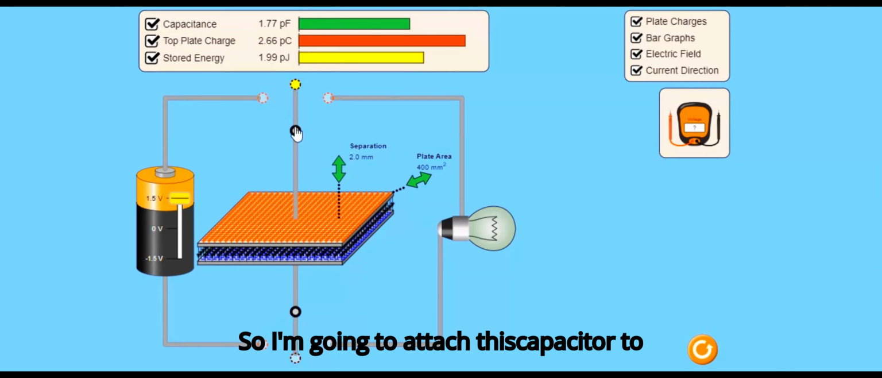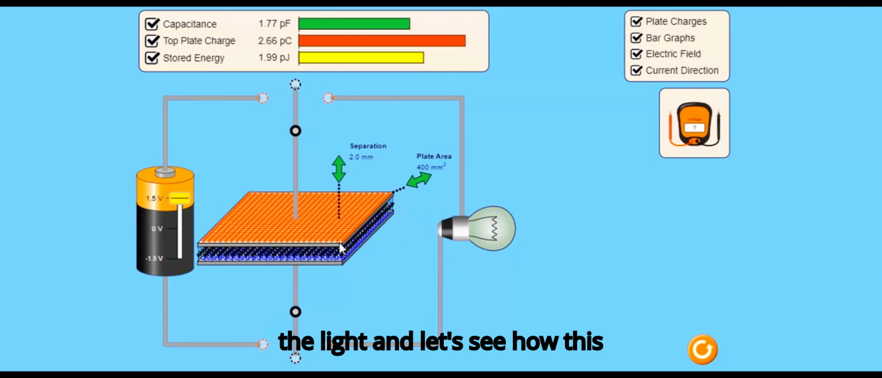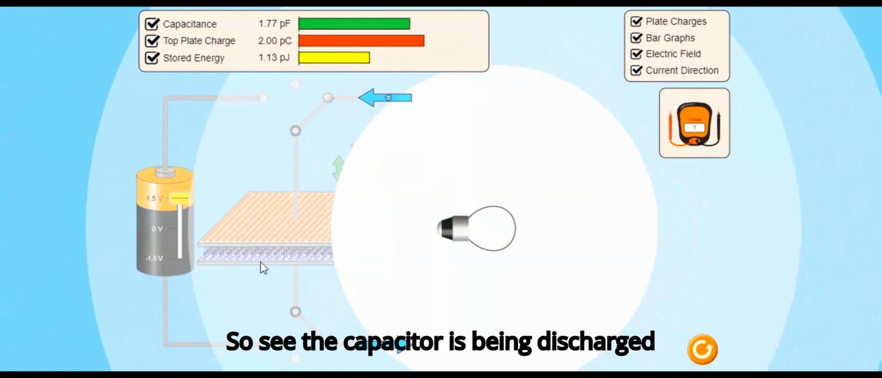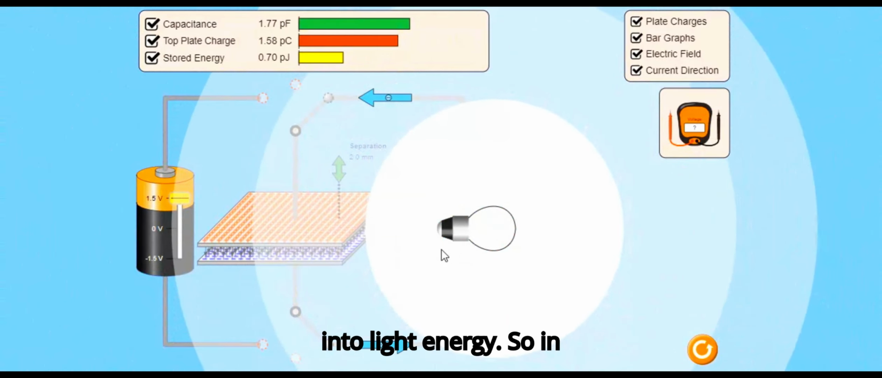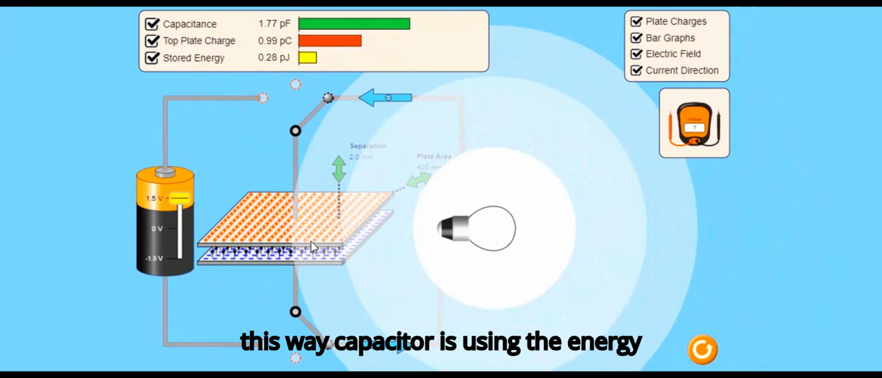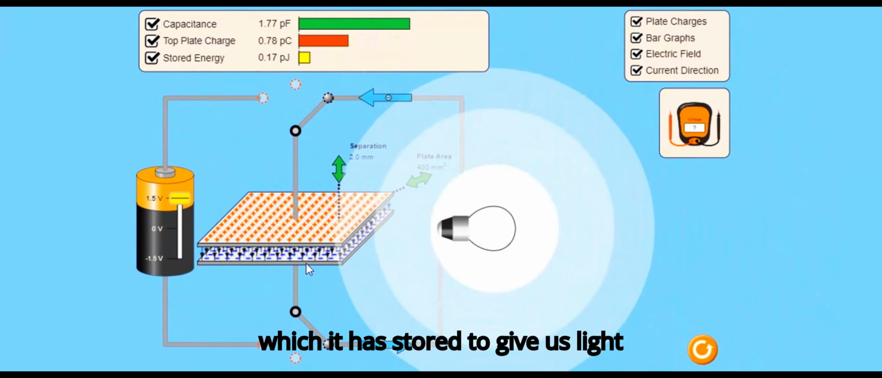So I'm going to attach this capacitor to the light and let's see how this capacitor will give us light energy. See, the capacitor is being discharged into light energy. In this way, the capacitor is using the energy which it has stored to give us light energy.